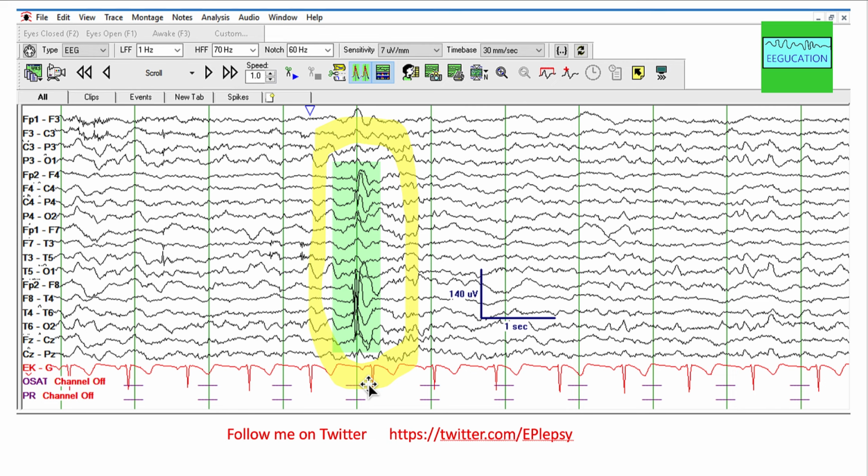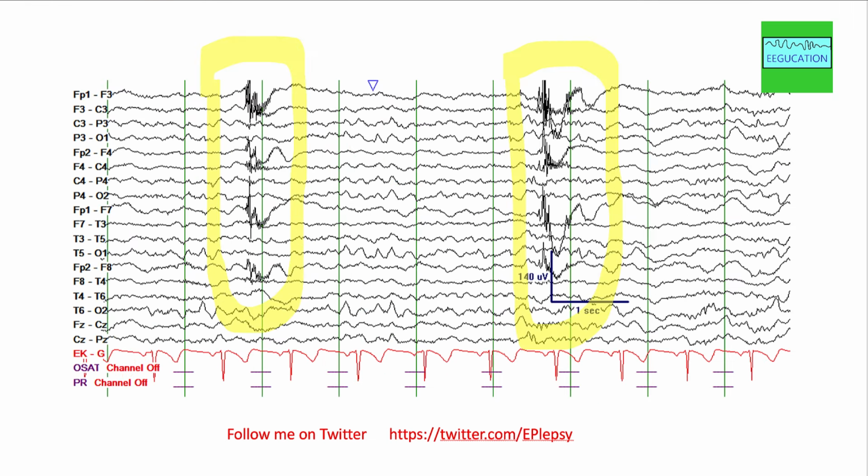On your piece of paper, write down your answer here. Then move on to this next slide and see if you can identify what this area of interest is that is circled with the yellow color. What are your thoughts about the findings within these circles?